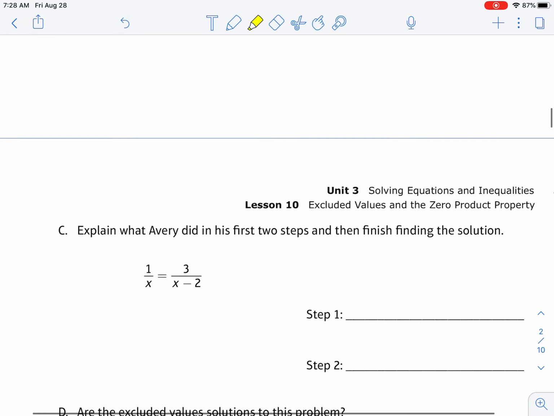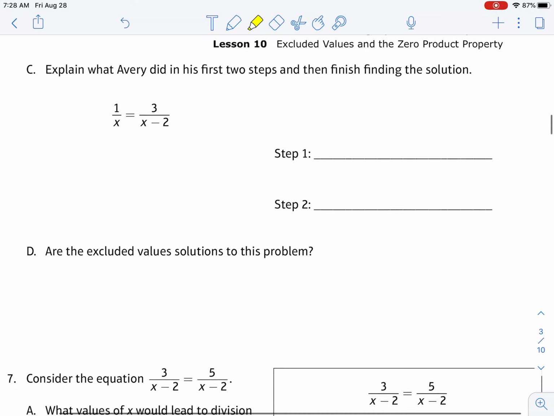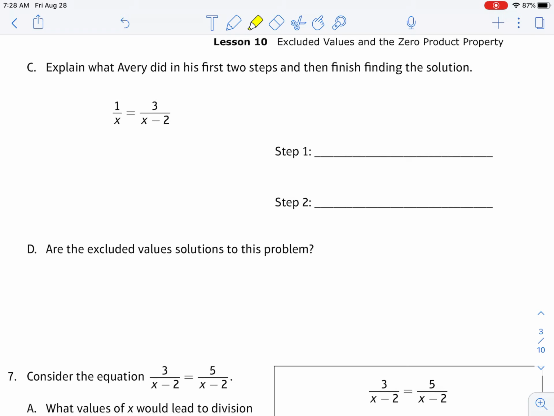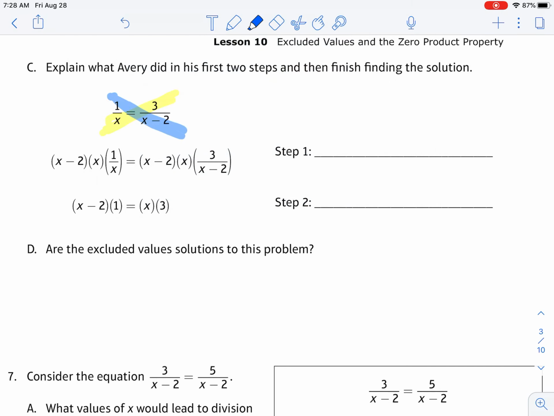So let's go ahead and take a look at the next page. Example C: explain what Avery did in her first 2 steps and then finish finding the solution. This is one way to do this. I had taught you guys the cross product earlier, and I really do believe that that's the fastest way to solve, so I would definitely use the cross product. But in this example, I'm going to show you one method to solve this.